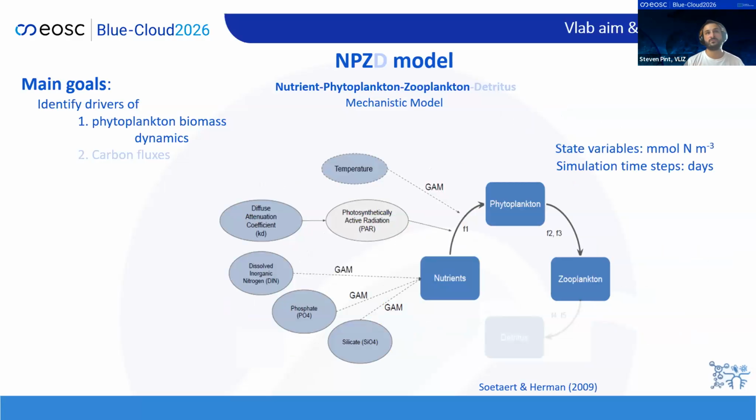So this is to show you what we're using as input data to drive our model. It's nutrient concentration again, phytoplankton densities as well. Zooplankton densities are also in there, temperature and solar irradiation. The model is expressed in nitrogen units, and the simulation time steps are by day.